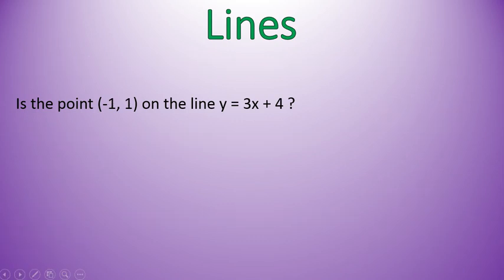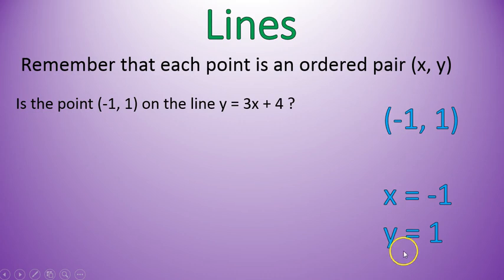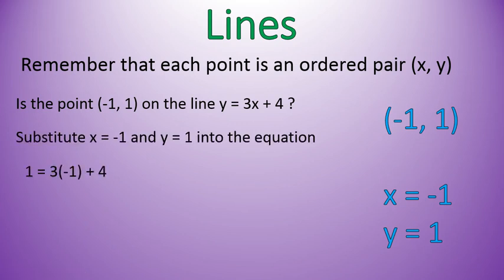In our next question, we're asked, is the point negative 1, positive 1 on the line y equals 3x plus 4? So in this one, we again need to remember that the point, the ordered pair, is a set of values, an x and a y. So the first one is our x value, the second one is our y value. Substitute them into that equation and solve. Our y value, 1, is equal to 3 times our x value, negative 1, plus 4. Solve. 3 times negative 1 is negative 3.